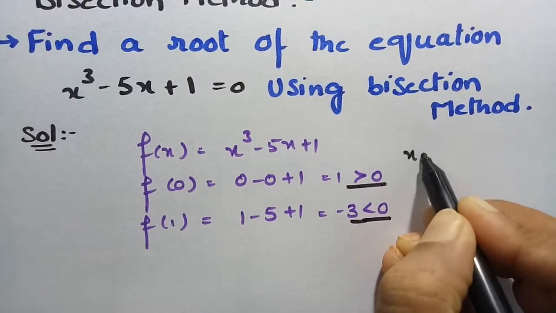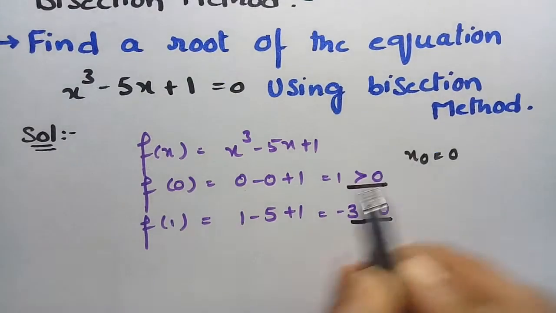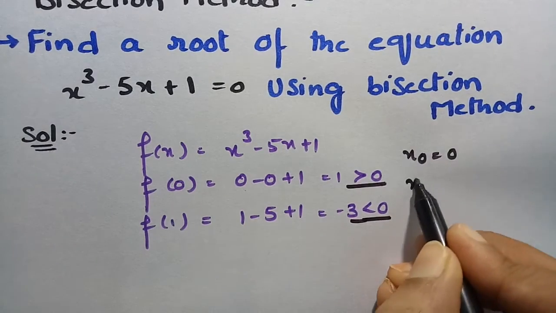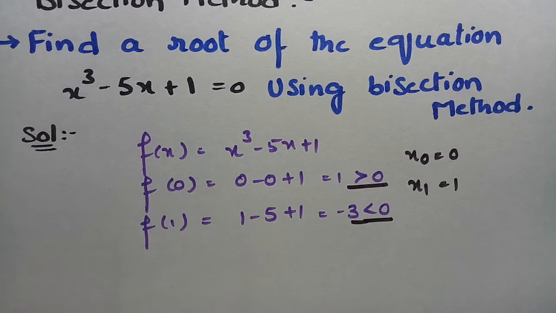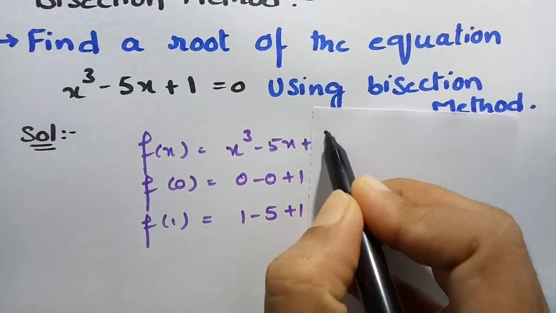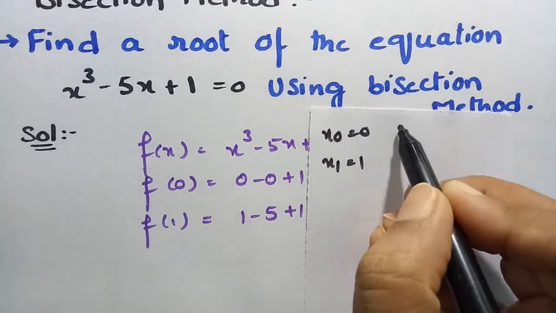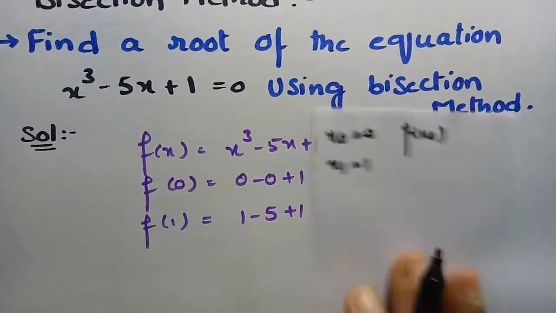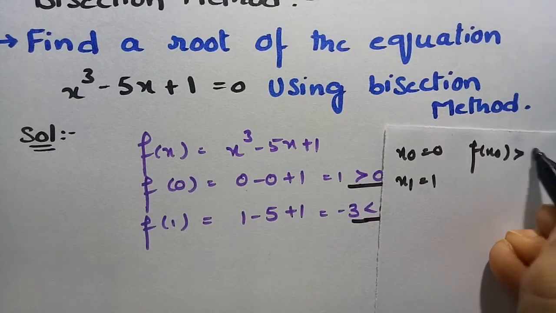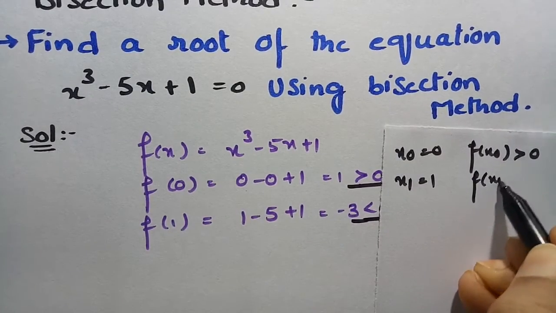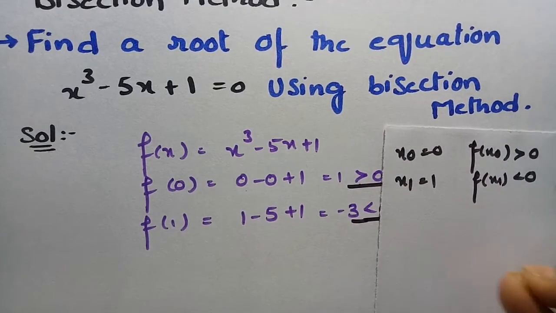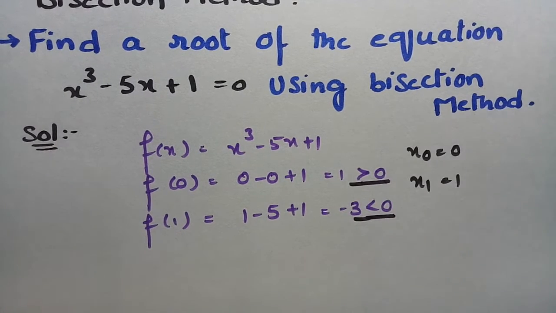So here x naught is equal to 0 and x1 is equal to 1. It is very clear that we got f(x naught) as a positive value and f(x1) as a negative value. So keep it in your mind.